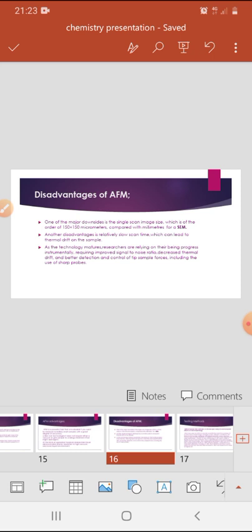Disadvantages of AFM. One of the major downsides is the single scan image size, which is of the order of 150 by 150 micrometers compared with millimeters for SEM. Another disadvantage is relatively slow scan time, which can lead to thermal drift on the sample. As the technology matures, researchers are relying on progress in instrumentation, requiring improved signal to noise ratio, decreased thermal drift, and better detection and control of tip sample forces, including the use of sharp probes.